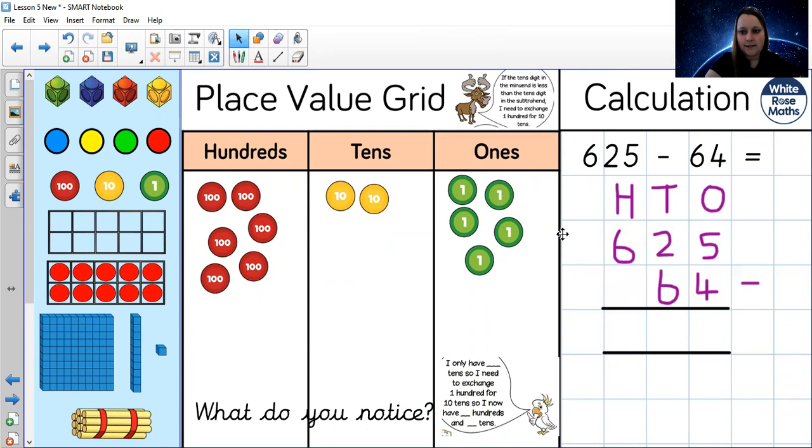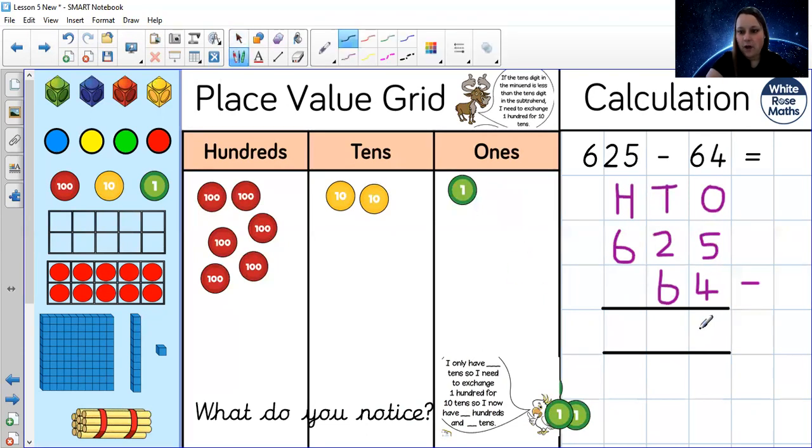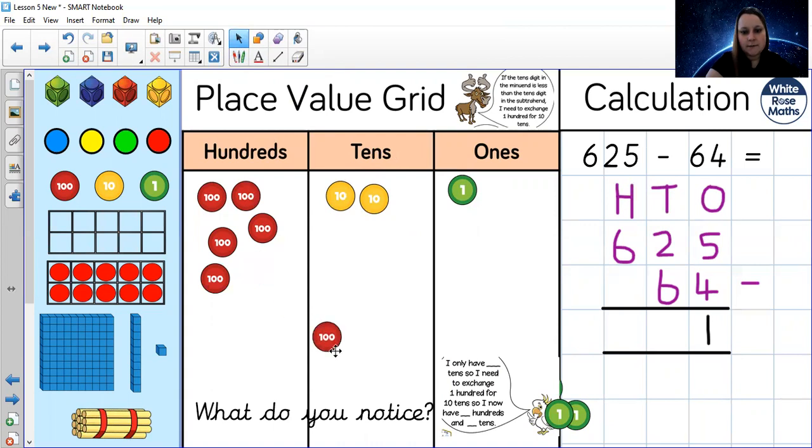So let's start with our ones. 5 ones subtract 4 ones. So 1, 2, 3, 4. I'm left with 1 one. Now let's have a look at our tens. 2 tens subtract 6 tens. Can't do that at the moment. I've only got 2 tens and I want to subtract 6 tens. So I'm going to have to exchange. So I'm going to exchange 100 for 10 tens.